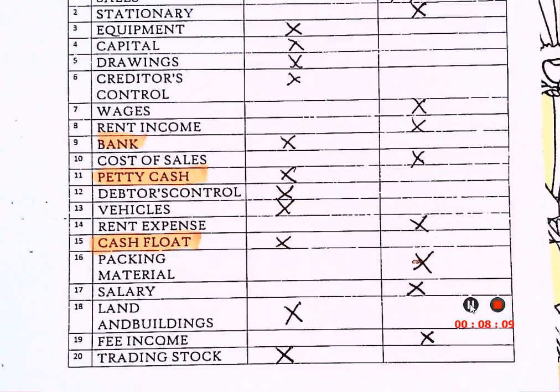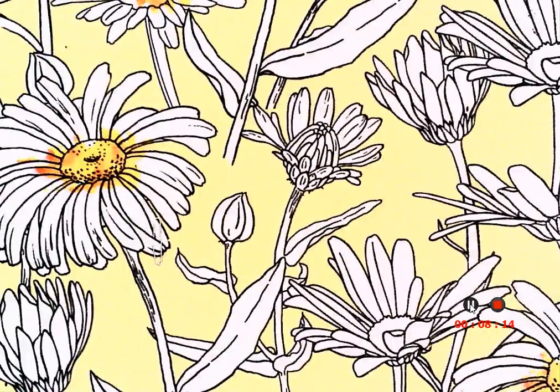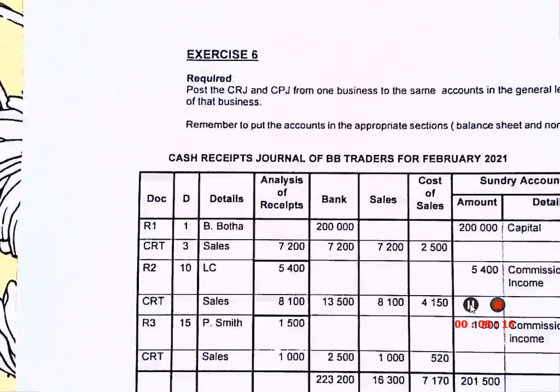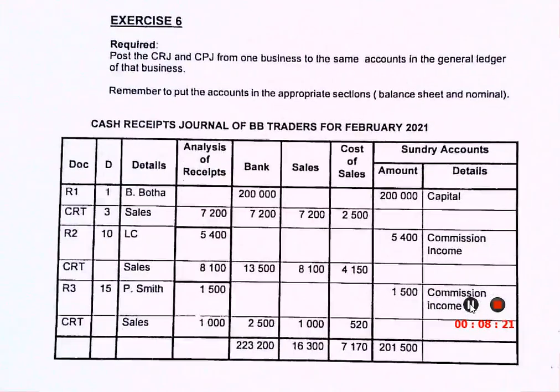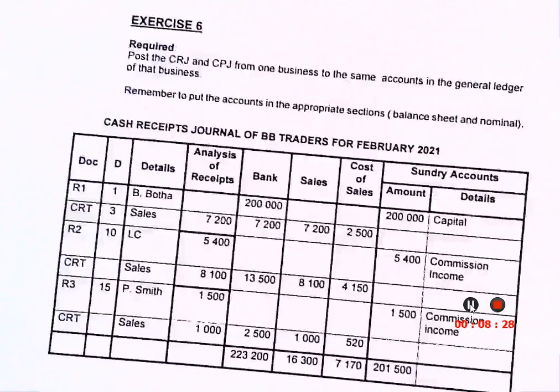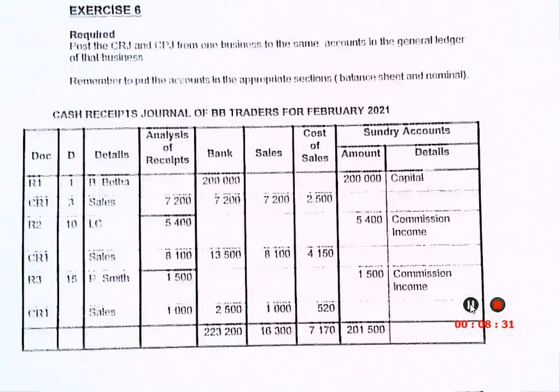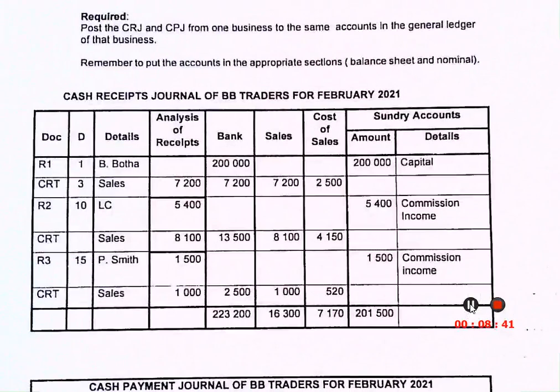So now I want us to go to the next page. Next page, can you see exercise 6? So in exercise 6, they give me here a CRJ and a CPJ. Now I want you to quickly go and write for me the balance sheet and nominal accounts.